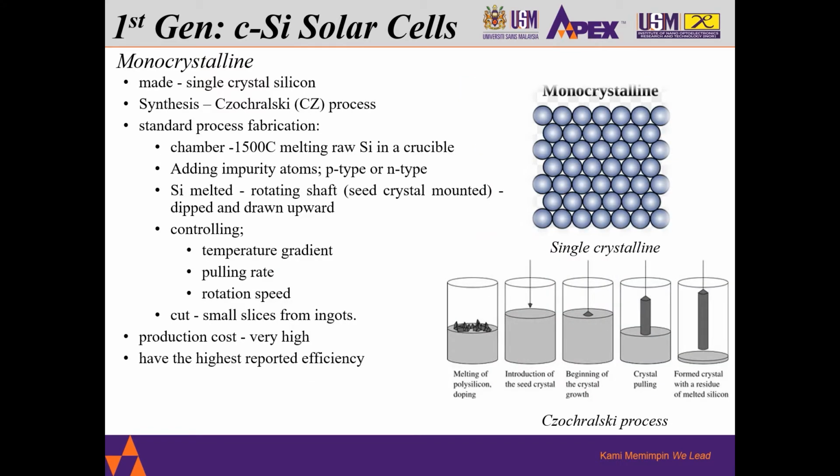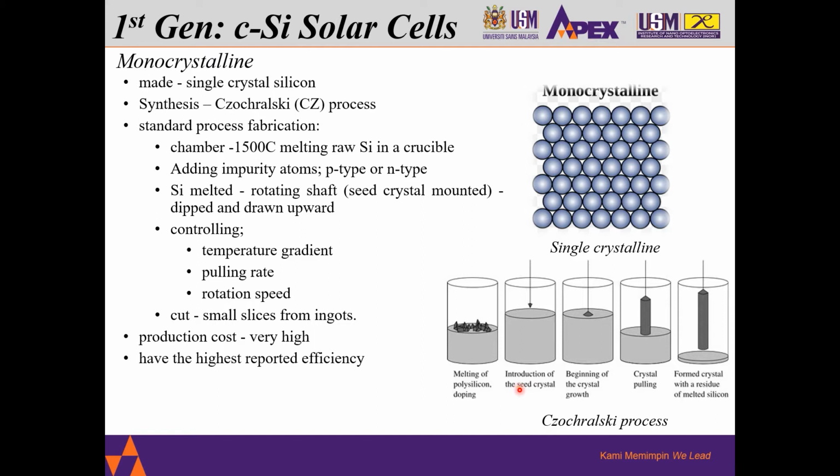For monocrystalline solar cells, it is made from a single crystal of silicon. It can be synthesized by the Czochralski CZ process. This is the standard process for the production of high-quality silicon wafers, including the production chamber, where silicon is melted at up to 1500 degrees C, melting the raw silicon in a crucible. And then the impurity atoms are added, either P-type or N-type.